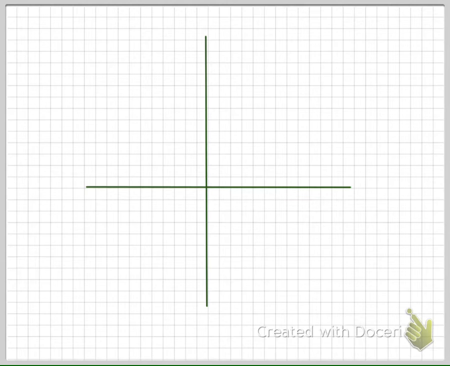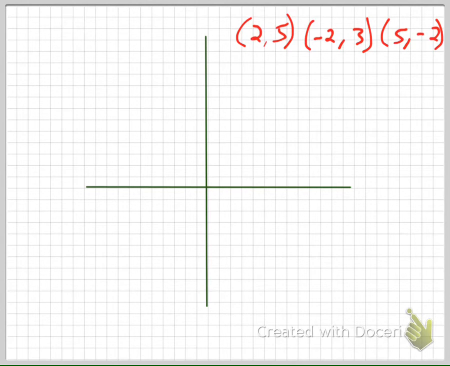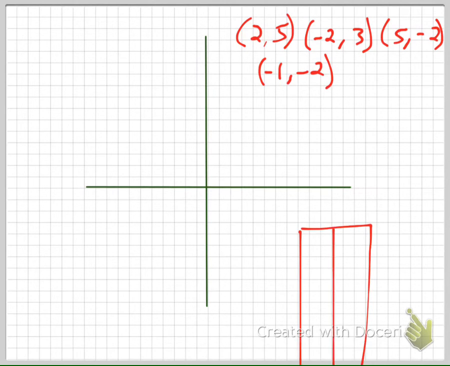Look, example number 1 at the top. It says express, and then here they are. 2, 5, -2, 3, 5, -2, and -1, -2, as a table, a graph, and a mapping. Do you remember how to do a table? Okay, a table, you do. A table is this, where you put x and y, right?